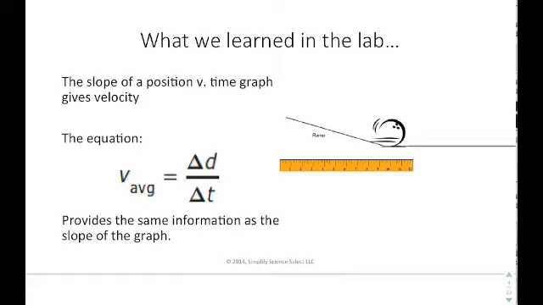Now the equation v average equals delta d over delta t provides the same information as the slope of the graph. That's what you found, that the slope of a position versus time graph actually gave you the velocity just like the equation. So let's look in a little bit more depth.